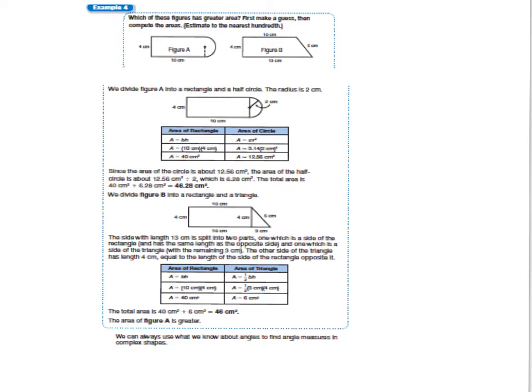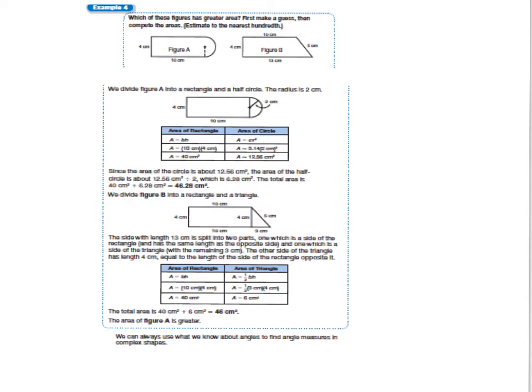Now, since the area of the circle is about 12.56, the area of the half circle is about 12.56 divided by 2, or 6.28. And the total area then would be our 40 plus our 6.28 for 46.28. And again, we label this centimeters squared because we're finding area.